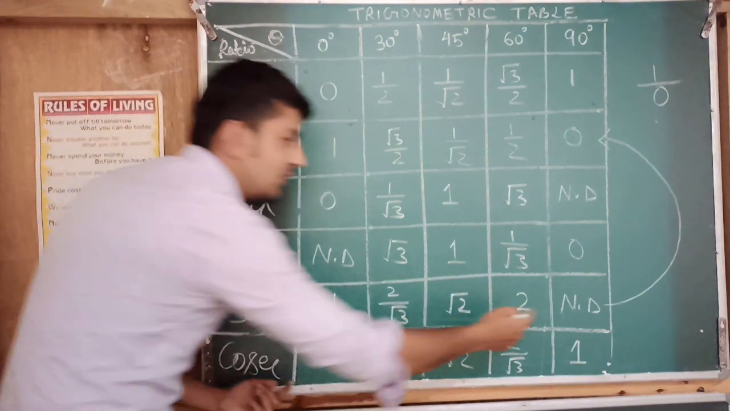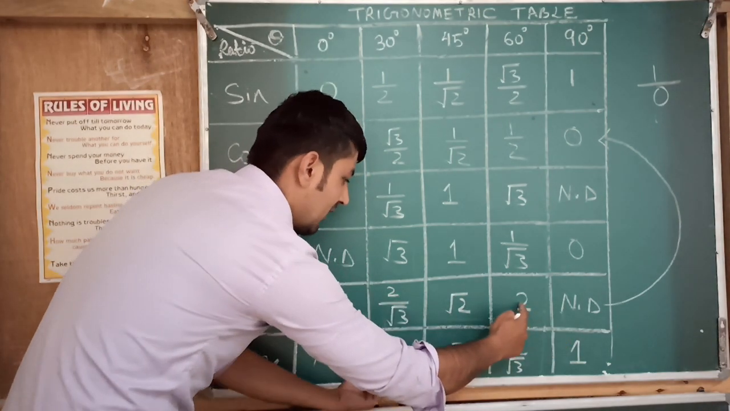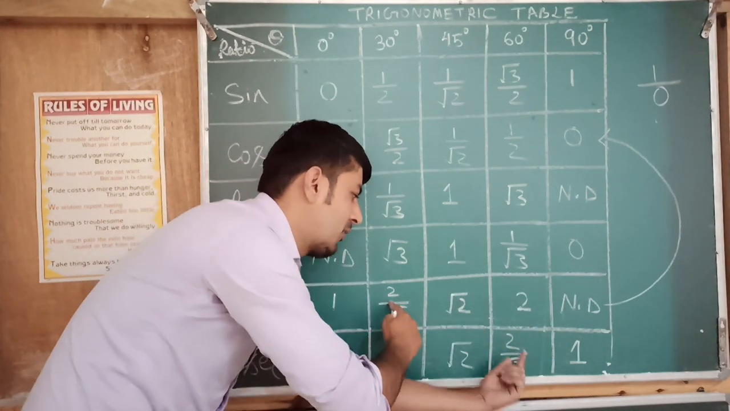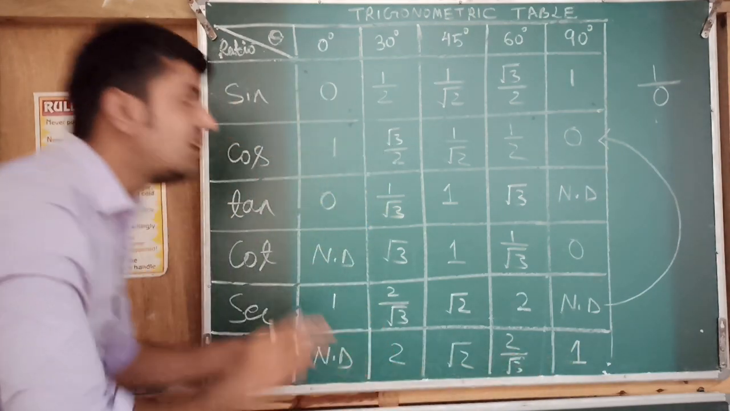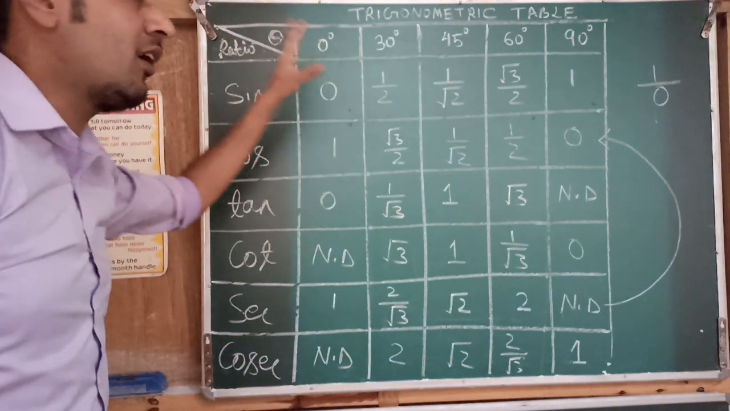One more time. This ND you bring it here, this one you bring it here, this one you bring it here, this one you bring it here, and this one you bring it here. So this completes your trigonometric table.